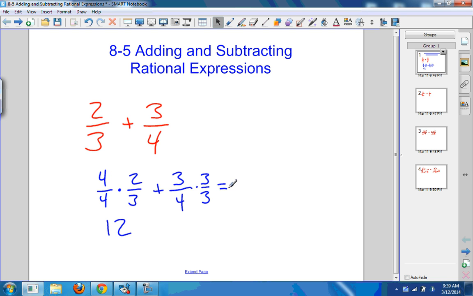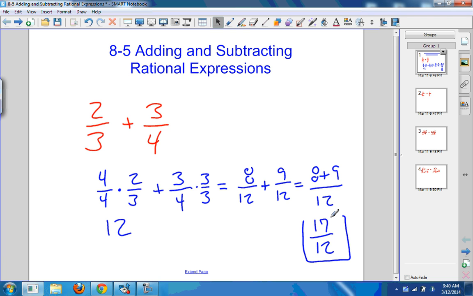So I can simplify this to 4 times 2 is 8 over 12 plus 3 times 3 is 9 over 12. So this is the same thing as 8 plus 9 over 12, and 8 plus 9 is 17 over 12. We can't reduce that any farther. So this is as difficult as it's going to get today. Just finding a common denominator and adding or subtracting.